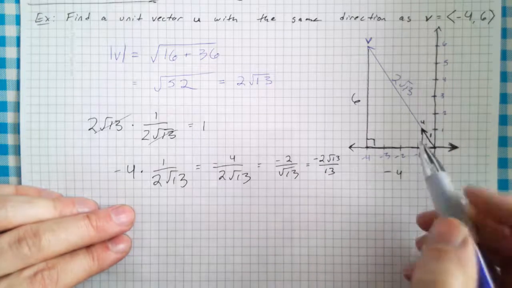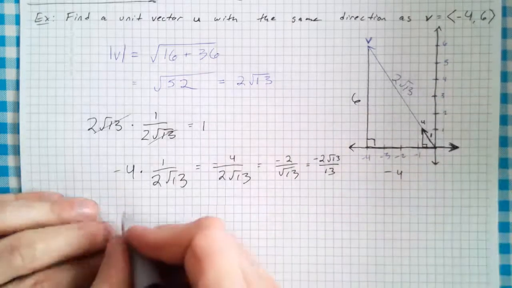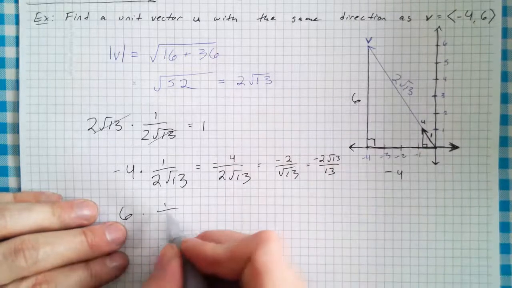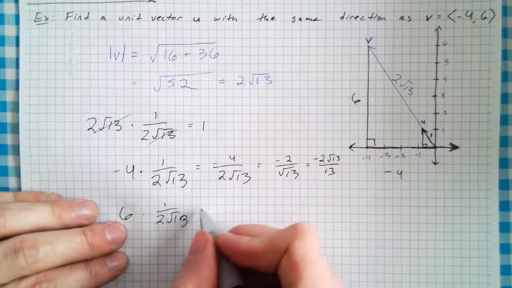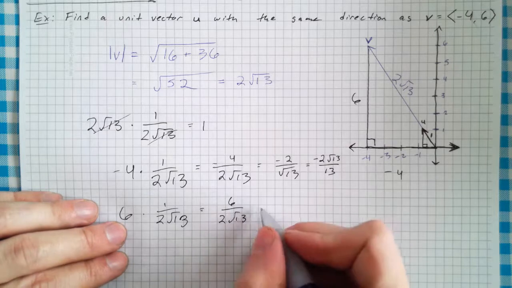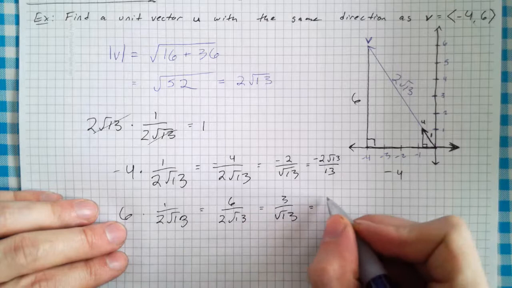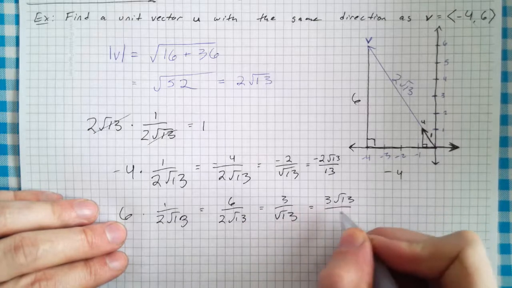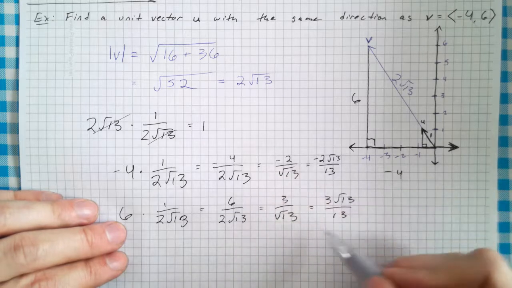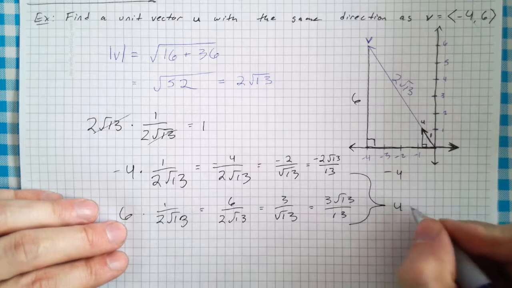Okay, I'm going to do the same thing with the y-coordinate to get the y-coordinate of my unit vector. I'm going to take the y-coordinate, which is 6, right, times that by 1 over 2 root 13. And we get 6 over 2 root 13. 6 and 2 divide, and I get 3 over root 13, which simplifies to 3 root 13 over 13. So there's the x-coordinate of my unit vector, there's the y-coordinate of my unit vector. So I put those together, and here's my unit vector.